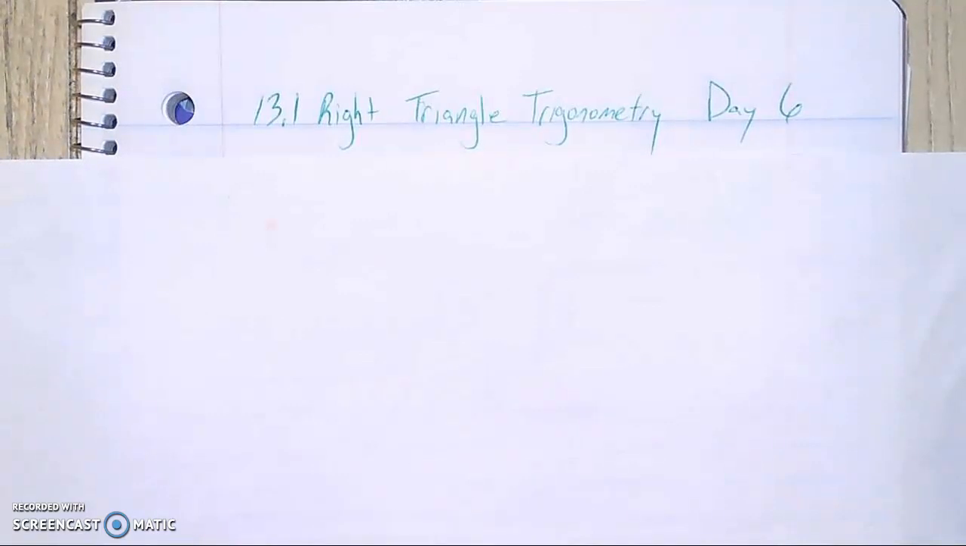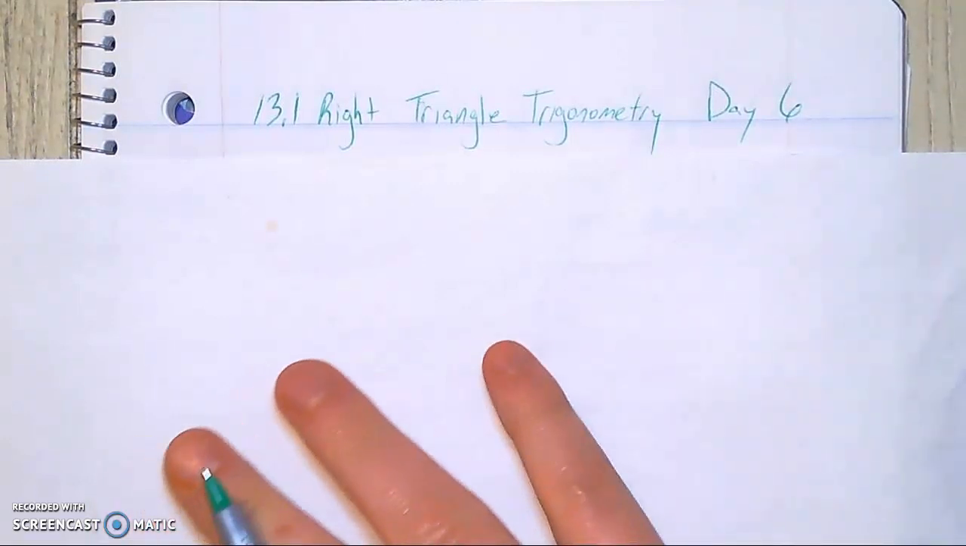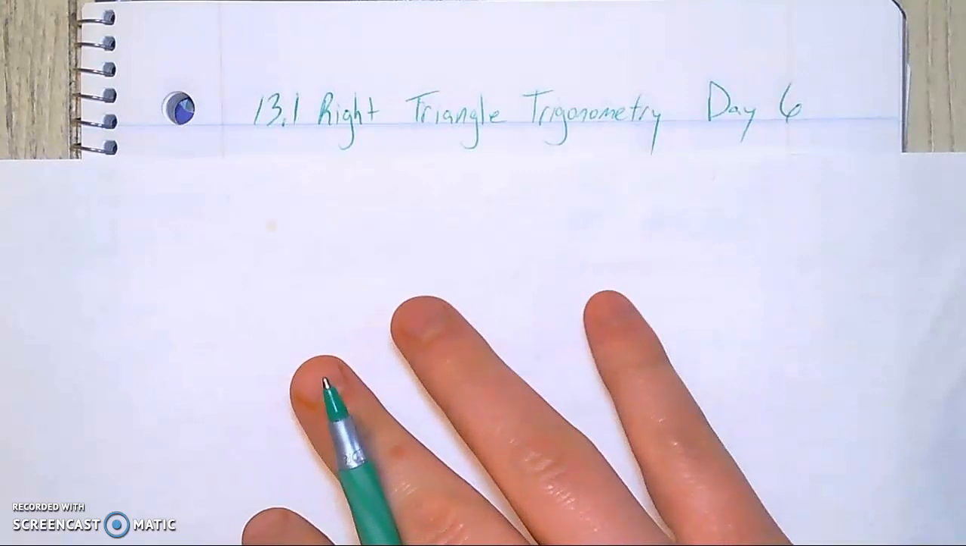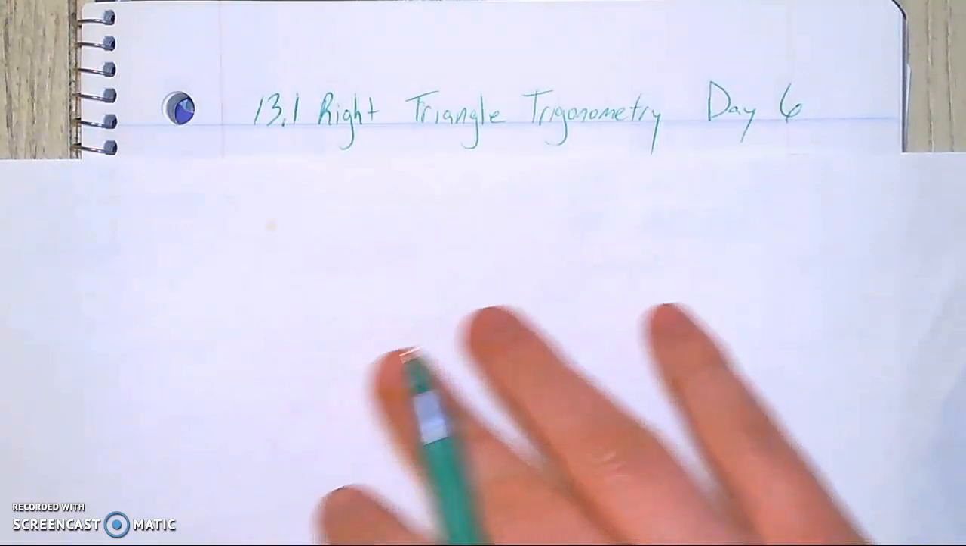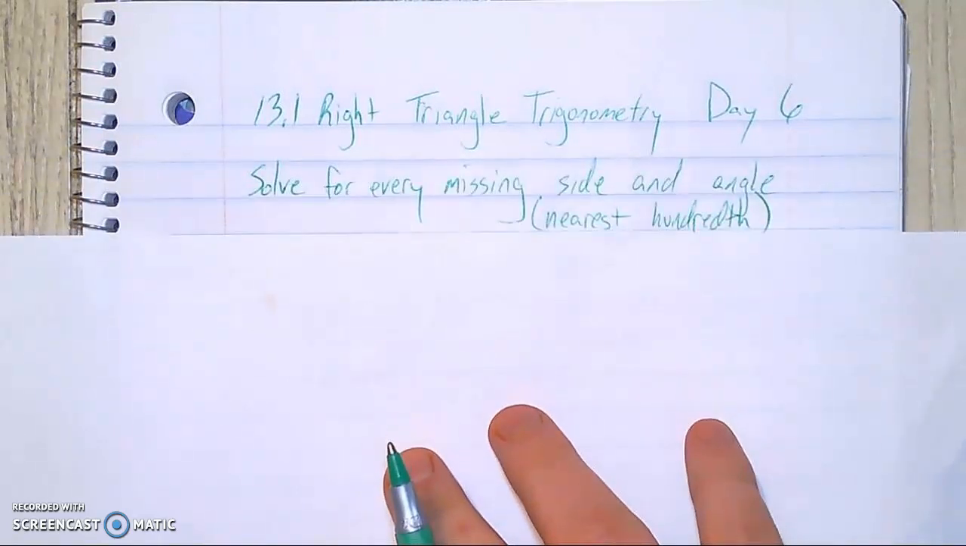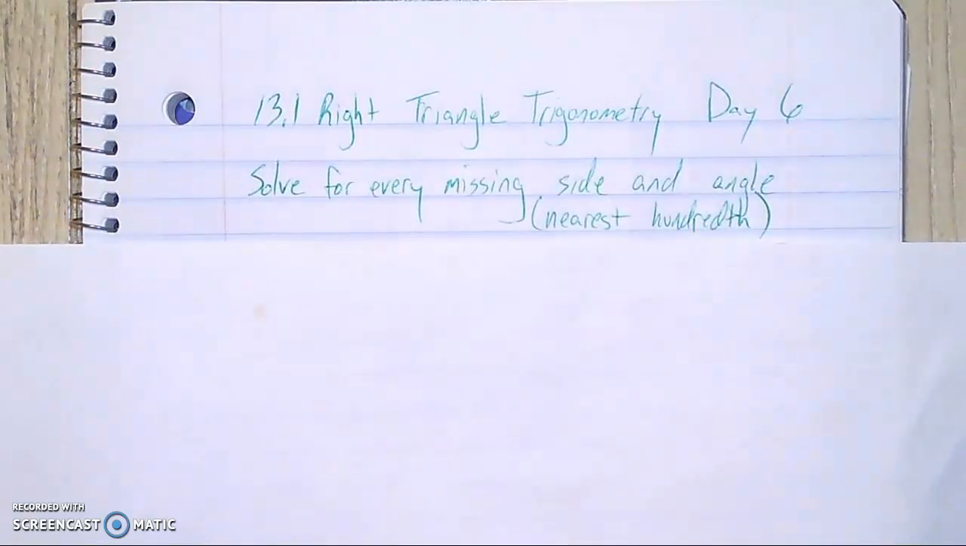Alright, here we go. It is 13.1, right triangle trigonometry, day 6. And for this final day, we are now going to be solving right triangles of any type, not just the special ones from the last couple of days. So our goal is to solve for every missing side and angle, and if any of them are decimal values, we're going to round those to the nearest hundredth as needed.